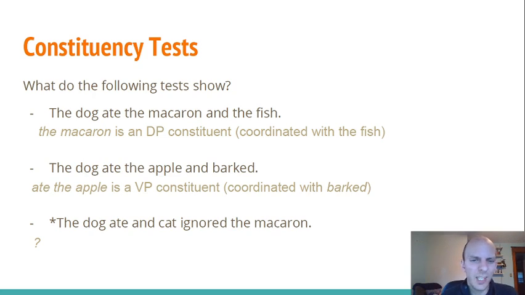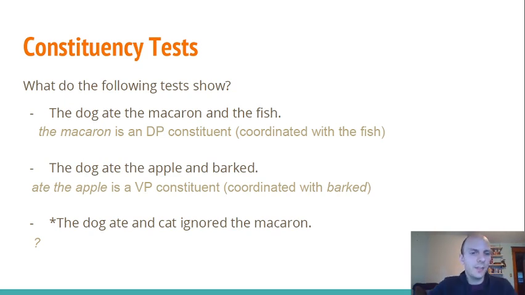The dog ate the apple and barked. This shows us that, what are we coordinating here with "and barked"? Well, we're coordinating this whole phrase, "ate the apple." It's not "the dog ate the apple" and barked, right? It's the dog "ate the apple and barked." So there's a little nuance there. You have to be careful with this test of what you're coordinating together. If you wanted to test for the apple, you'd say something like, the dog ate the apple and the mushroom. The apple and the mushroom. Here we're testing "ate the apple and barked."